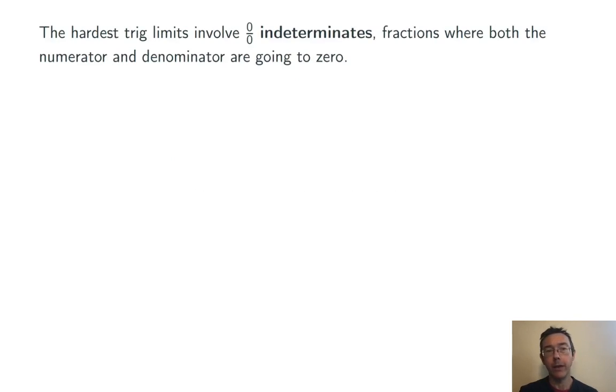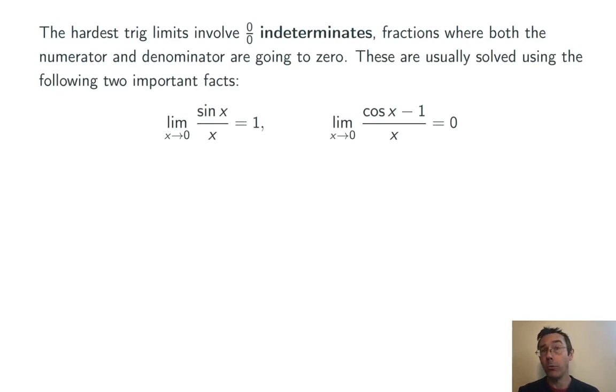The hardest and probably most important trig limits in a Calc 1 class involve 0 over 0 indeterminates. That is, fractions where both the numerator and denominator are going to 0. Problems like that are almost always solved using these two facts. First, the limit as x goes to 0 of sine of x over x is 1. Second, the limit as x goes to 0 of cosine of x minus 1 over x is 0. Let's do a few problems using these identities.